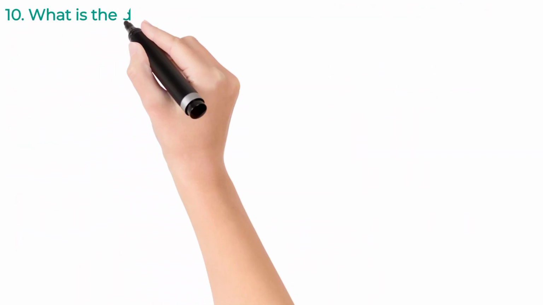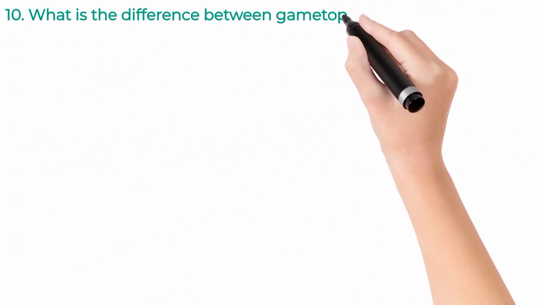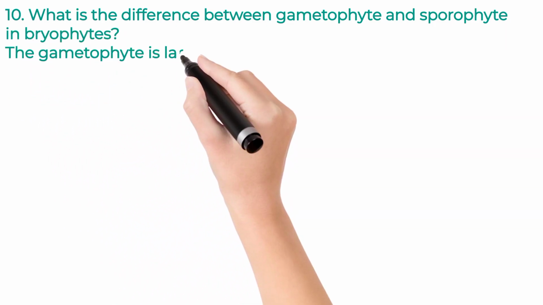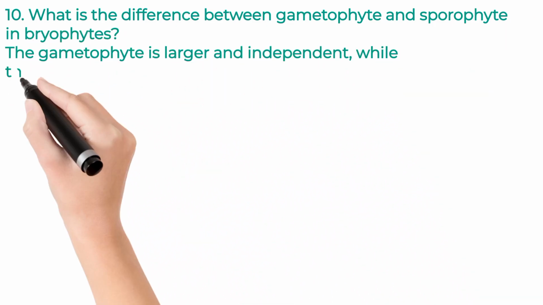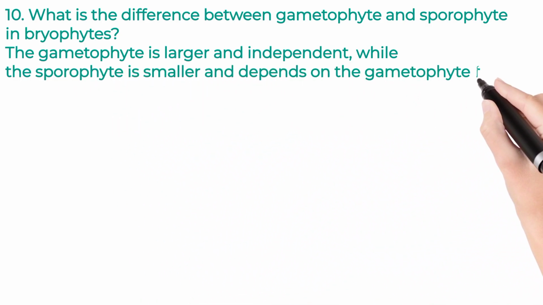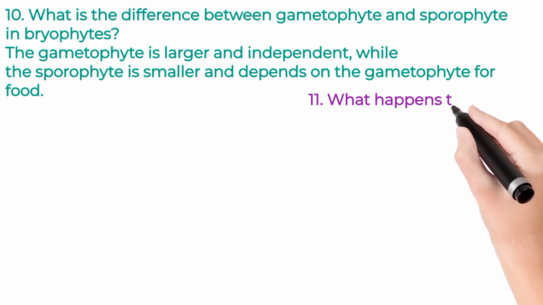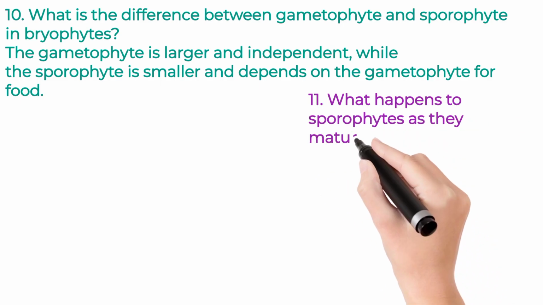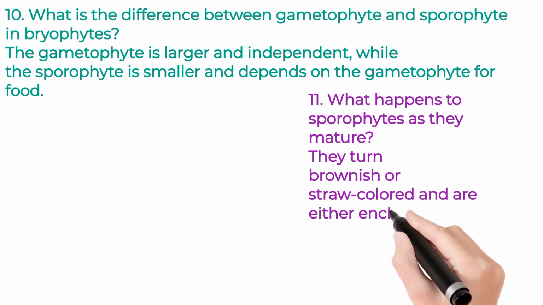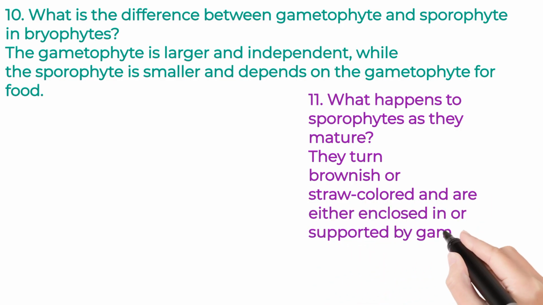10. What is the difference between gametophyte and sporophyte in bryophytes? The gametophyte is larger and independent, while the sporophyte is smaller and depends on the gametophyte for food. 11. What happens to sporophytes as they mature? They turn brownish or straw-colored and are either enclosed in or supported by gametophyte tissue.